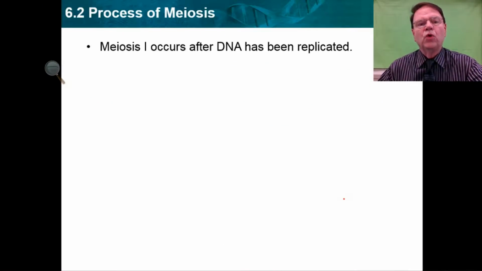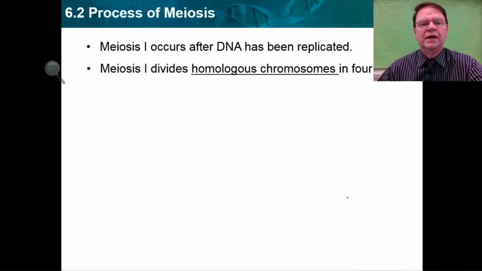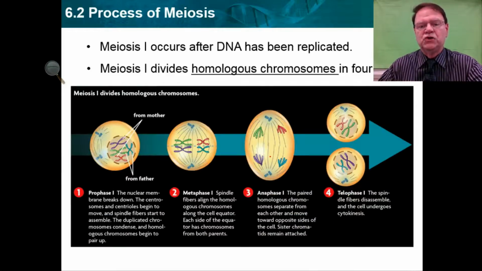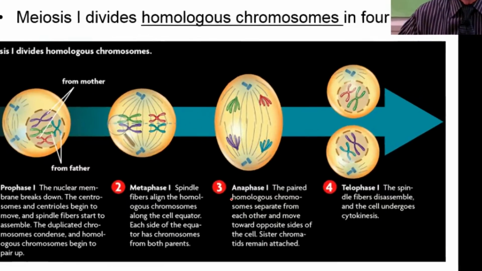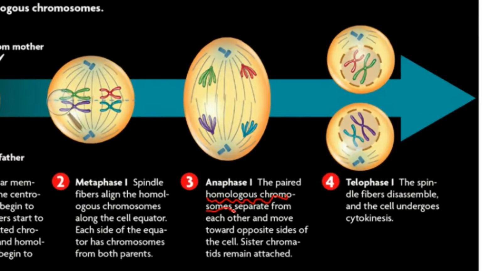So how does this work? Well, meiosis occurs after DNA has been replicated. And so for humans, we have 92 chromosomes that we're speaking about. And they're now going to be separated in this process of meiosis 1. What takes place is the division of homologous chromosomes in these 4 phases that you see pictured here. And the actual separation of these homologous chromosomes is going to take place during anaphase 1.